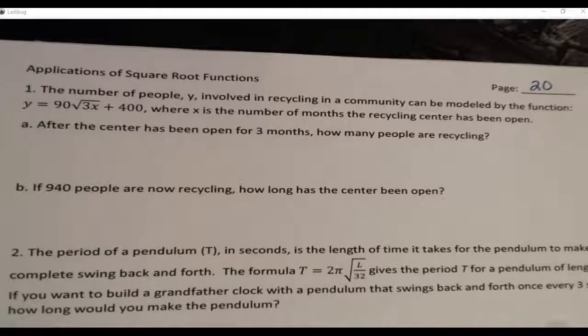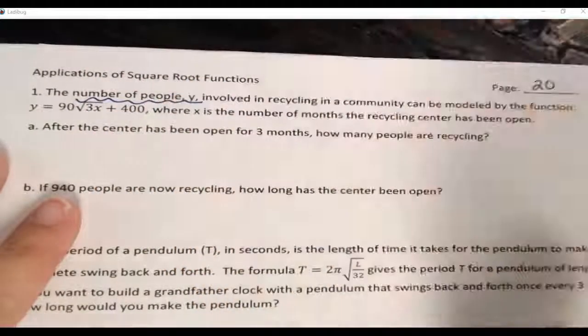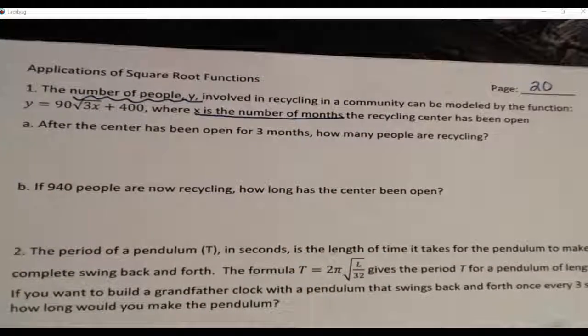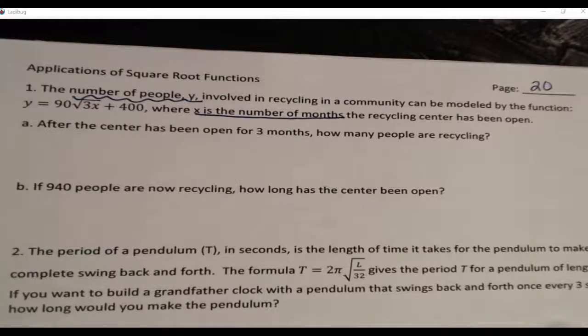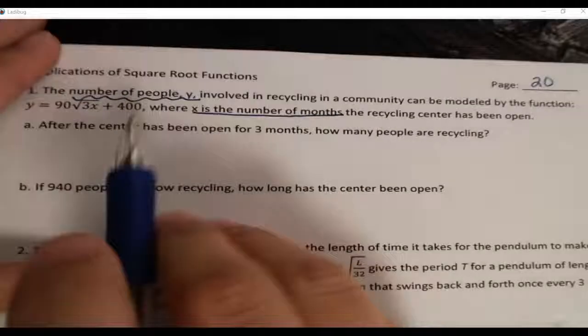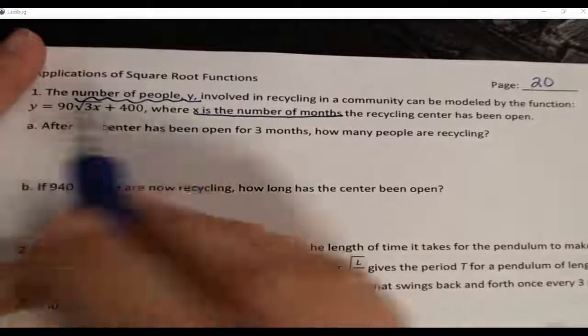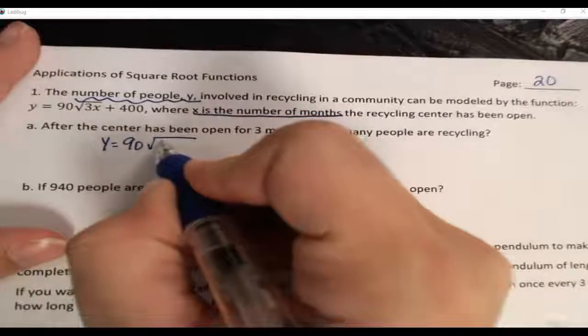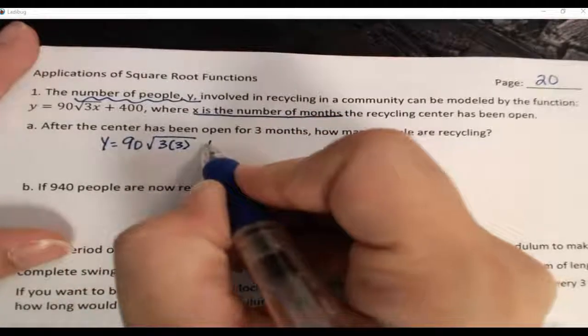So the first thing we want to know is after the center has been open for 3 months, how many people are recycling? So if it tells me the number of people is y and x is the number of months, if I have 3 months, do I plug that into x or y? X, yeah, because it says x is the number of months. So we just take 3 and we plug it in. So y equals 90 square root 3 times 3 plus 400.